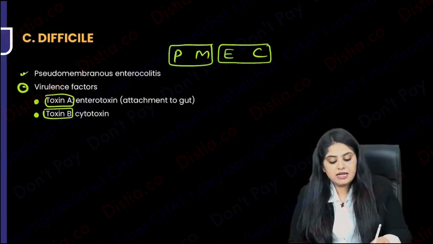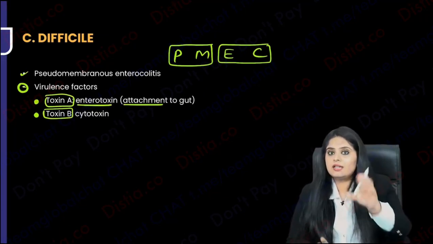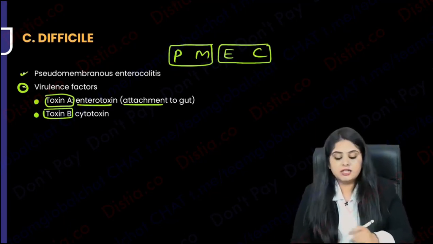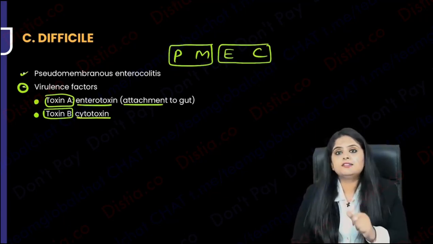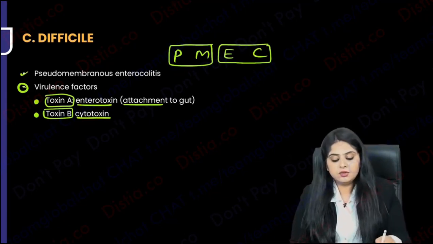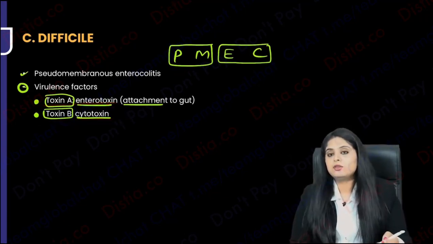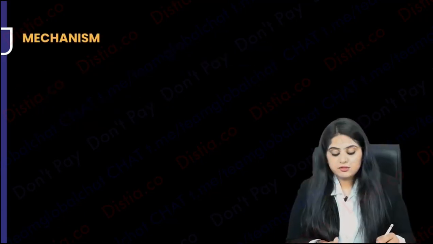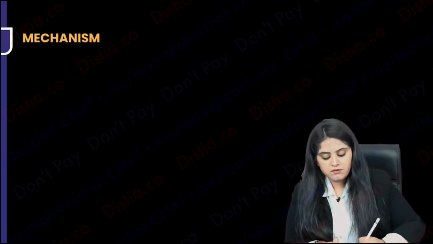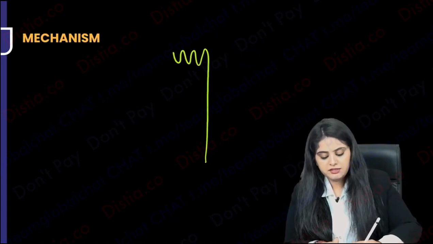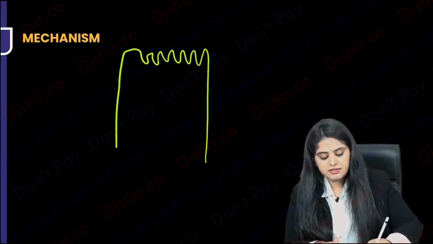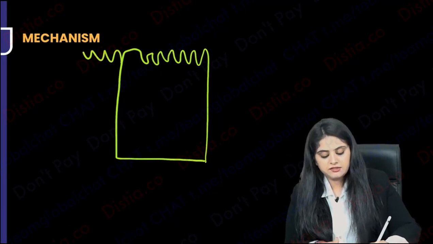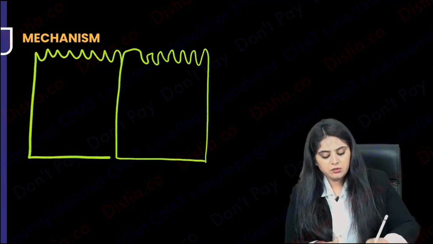Toxin A is an enterotoxin which is going to go and attach, intestine se attach karega. Toxin B is going to kill the cell, cytotoxin. So one is an enterotoxin, one is going to be a cytotoxin. So what is the mechanism of Clostridium difficile? Let us all draw one really big 2-3 cells for us so that we can easily identify what is happening in the intestinal cells. Now I'm not drawing too many to save space.